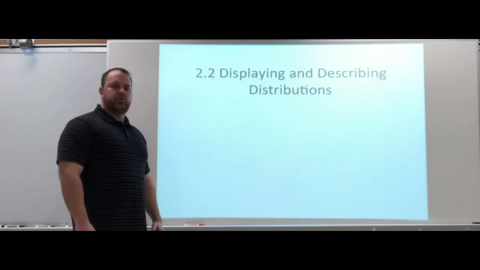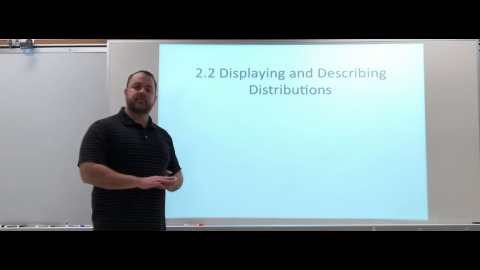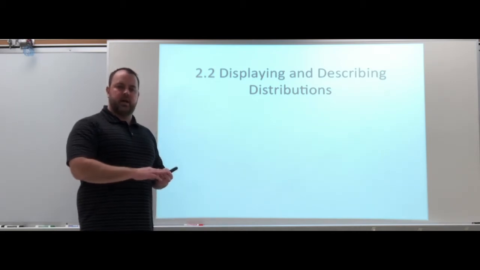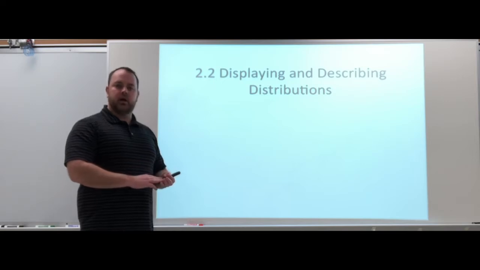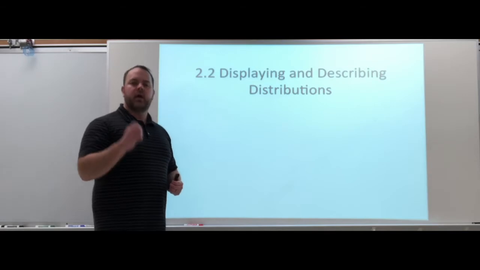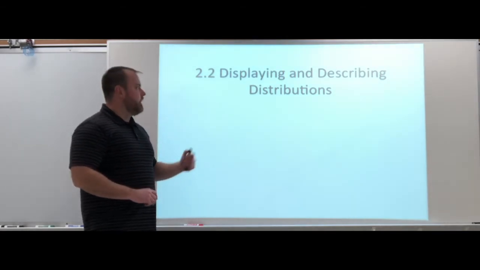So for the second part of 2.2, we're going to be looking at something called a histogram now. When we looked at stem and leaf plots, how to describe them, we talked about center, spread, shape, and outliers. That's the same checklist. Those 4 points are what you should point out and what you should describe when you're talking about a histogram.